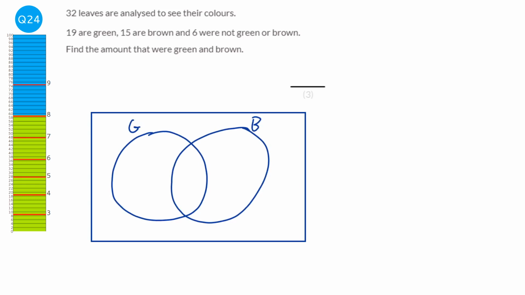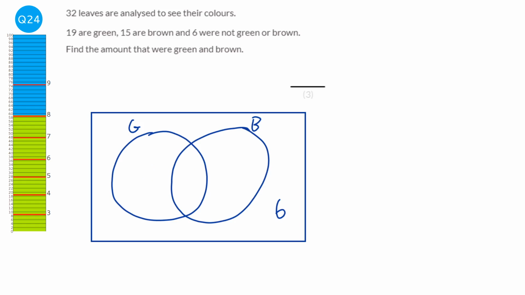And we're told that there are 19 green and 15 brown and 6 that were not green and brown. So the only number we can put in is the 6 on the outside of the Venn diagram. We're told that 19 are green, but we don't know which, either they're in here or a bit of both.